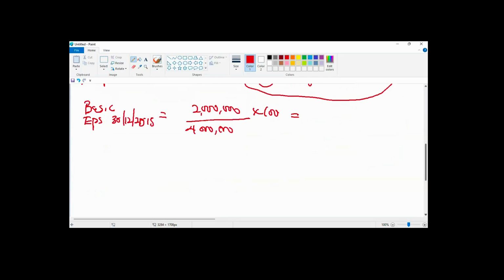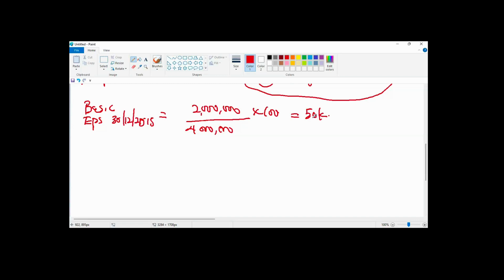What is the figure for the basic? 50 kobo. Thank you, my sister. 50 kobo is the basic. My diluted cannot be higher than this. Either it matches it or is below it. I cannot get a diluted figure of 55 kobo. It's not possible. It's the highest that can happen.